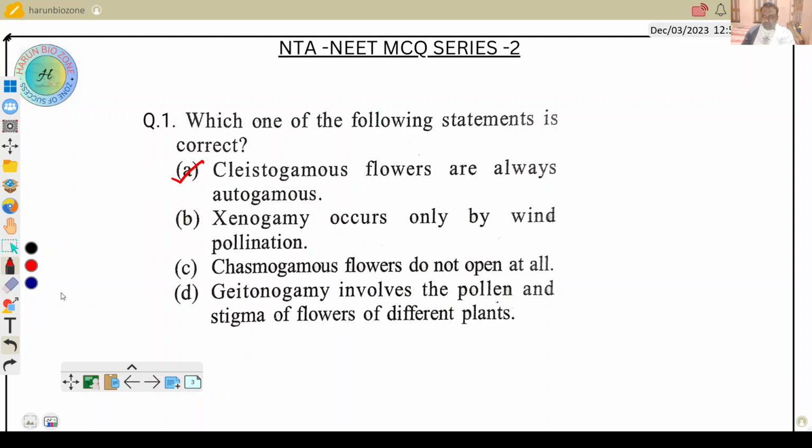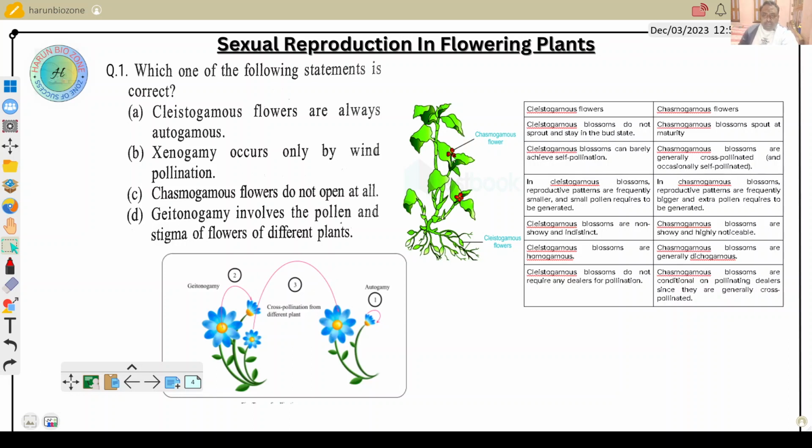So let me explain how. Here I represent some flowers. This is a cleistogamous flower. This cleistogamous flower means they are in bud condition, they are not open. So floral parts, reproductive parts do not come outside. And this is a chasmogamous flower, means an open flower where different floral parts, especially reproductive parts, androecium and gynoecium, are coming outside of the flower.